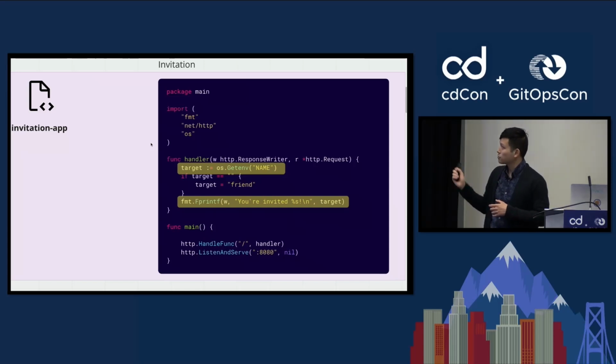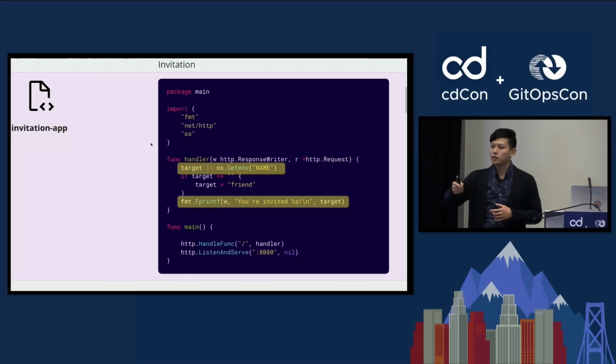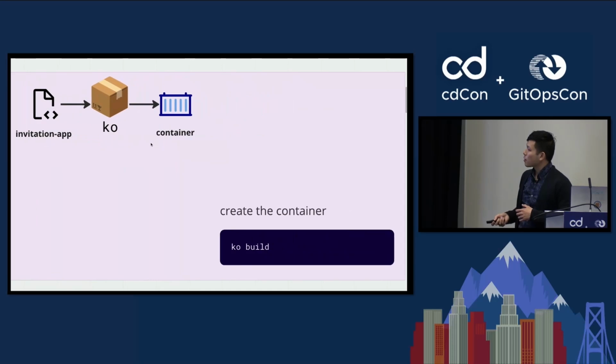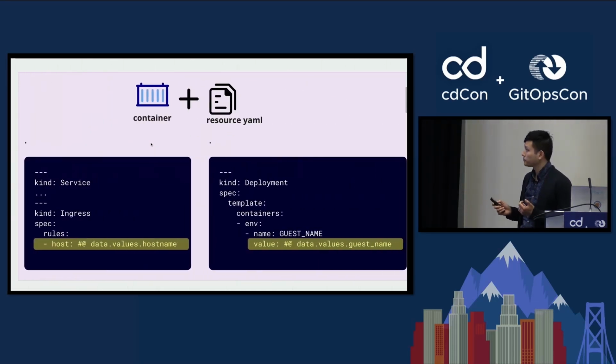So this is the application I'm using. I wanted to highlight these 2 lines. It's very basic. I'm going to grab an environment variable. I'm going to invite that person to my wedding. You're invited. I'm going to use Co to build the container. Co is really handy for building Go apps.